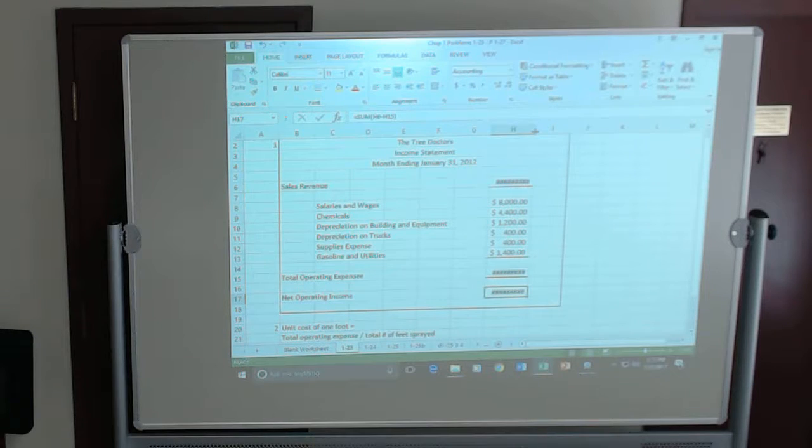Is that the unit cost per service? Yes. So total service cost divided by total number of services provided. Right. In this case, it's a tree spraying service.